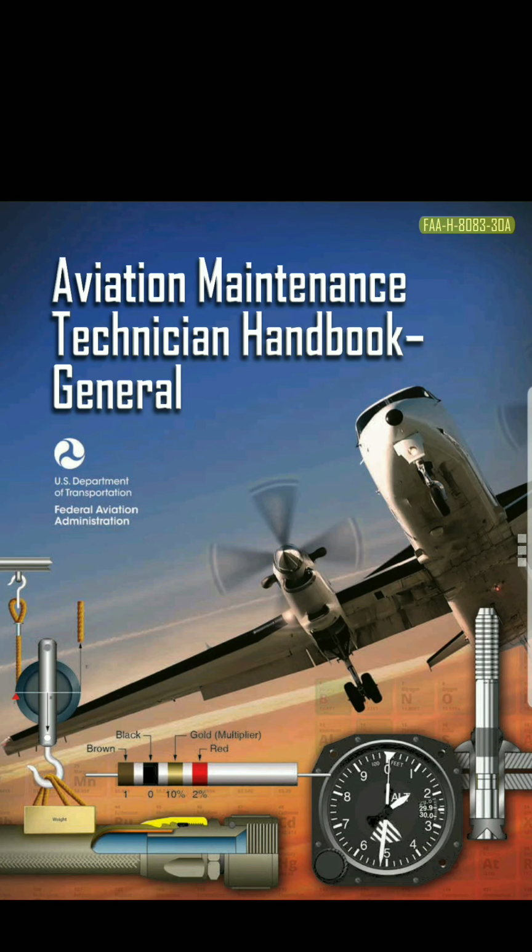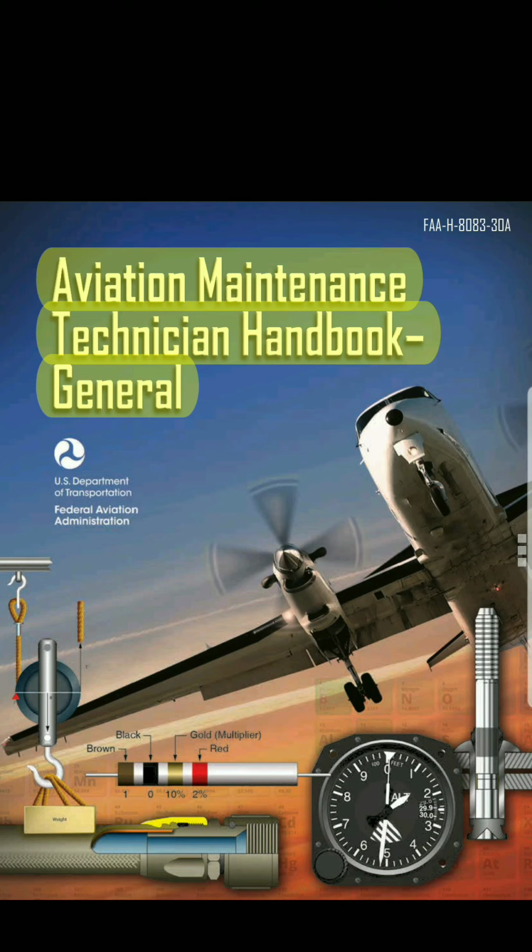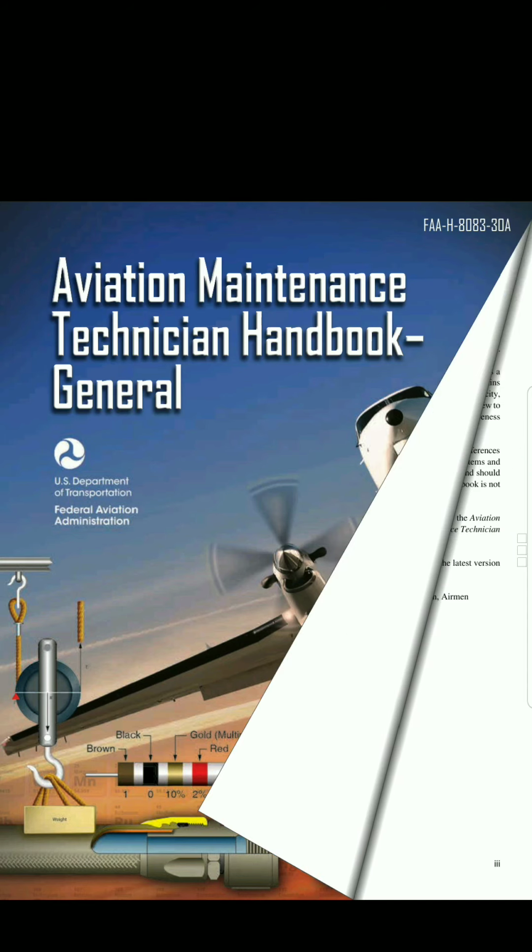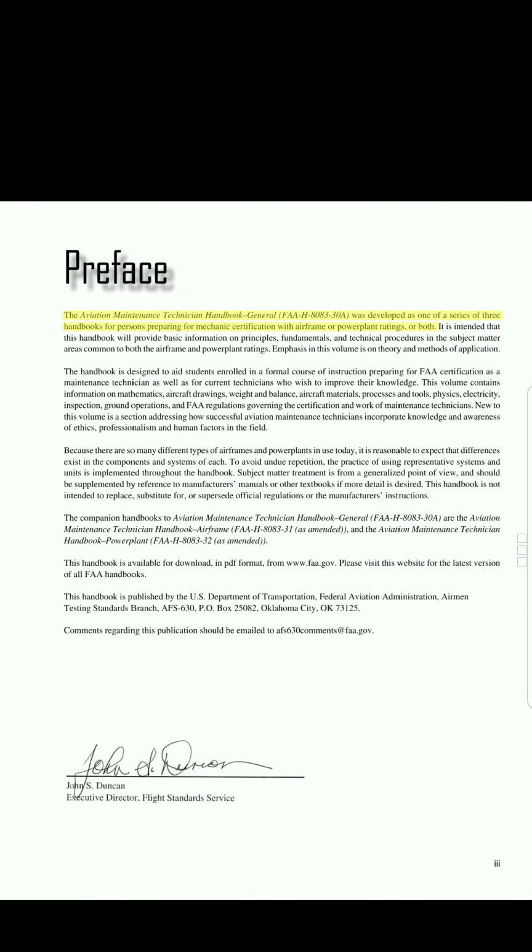FAAH 8083-30A. Aviation Maintenance Technician Handbook General. Preface. The Aviation Maintenance Technician Handbook General, FAAH 8083-30A, was developed as one of a series of 3 handbooks for persons preparing for mechanic certification with airframe or power plant ratings, or both.